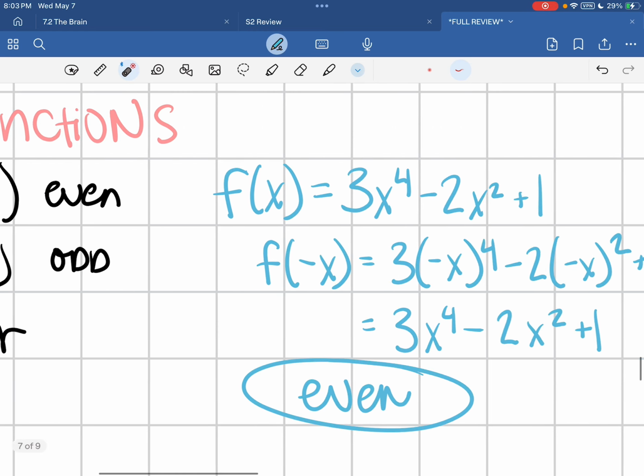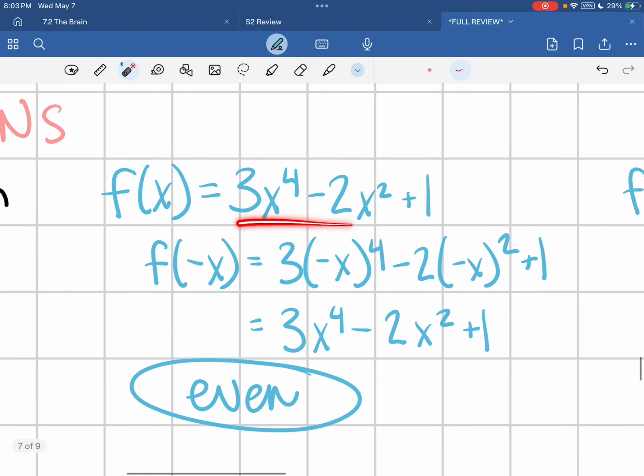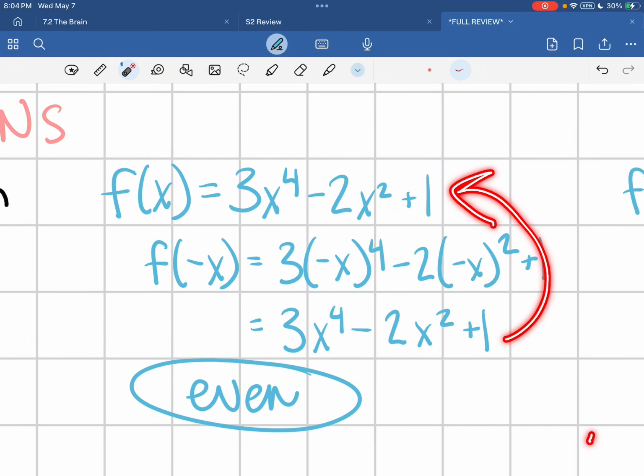So I did two examples. There's just this function, and I made all of the x's negative. So this x and this x became negative. Negative x to the fourth will end up being positive, and negative x to the second will also be positive. So it spits out the same as this, which makes the whole function even.